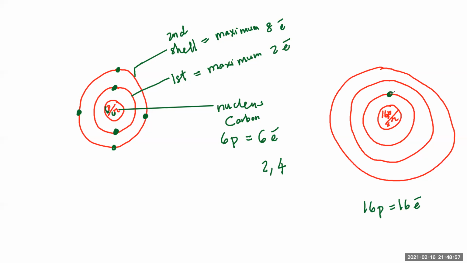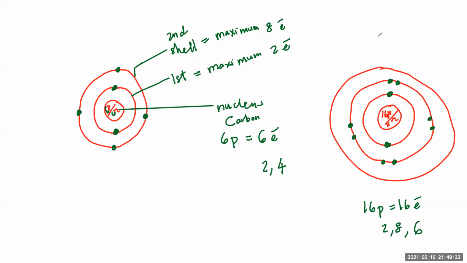The first shell, the shell nearest to the nucleus, can fit 2. So we have 2. The second shell can fit a maximum of 8. So let's look at this. 1, 2, 3, 4, 5, 6, 7, 8. So it can fit a maximum of 8. So I have 16 electrons. The first shell has 2. The second shell has 8. So I've already got 10 electrons. I need another 6 more.